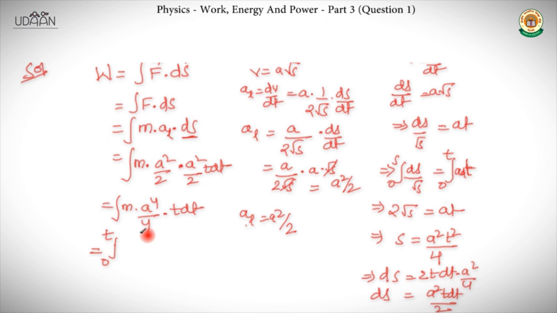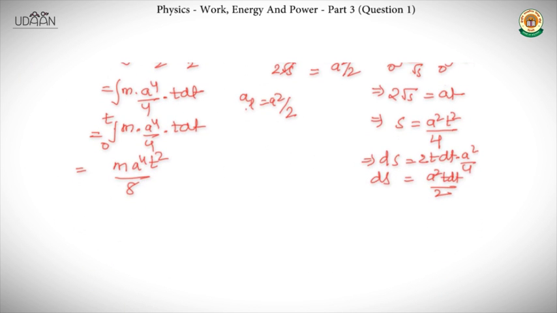Now integrating this from 0 to t, as the locomotive traveled for the time 0 to t, we will be just integrating m into a power 4 by 4 into t dt from 0 to t. After integrating and solving, we get m a power 4 t square by 8. So the work done by the locomotive in time 0 to t with the law v is equal to a under root s is m a power 4 by 8 into t square.